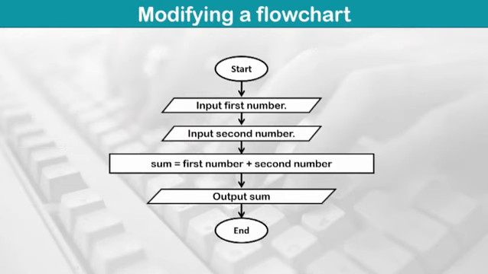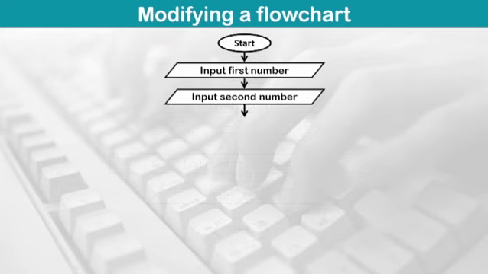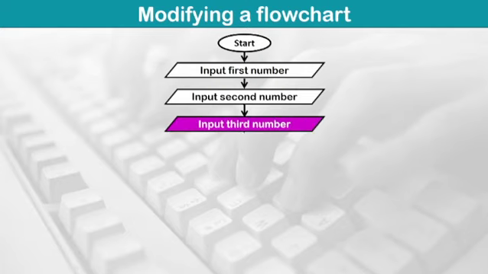This is a flowchart we drew to input two numbers and output the sum of the two numbers. Remember, we need to find the sum of three numbers. We already have input the first and second numbers. We now need to get one more number. The instruction is input third number.